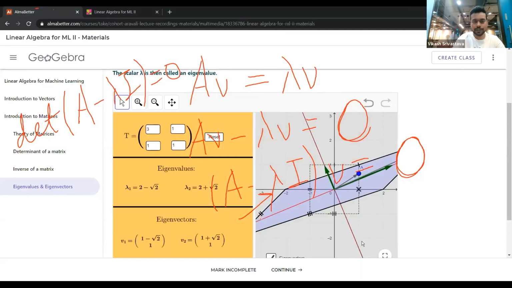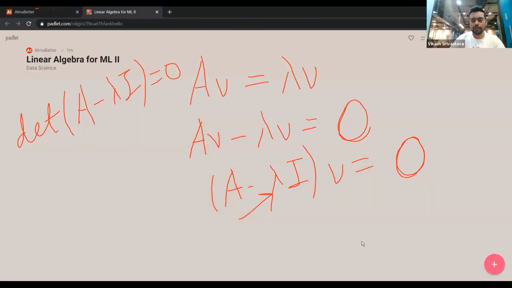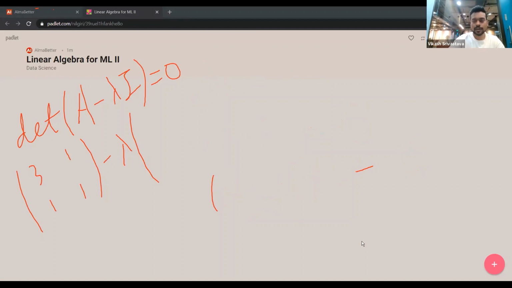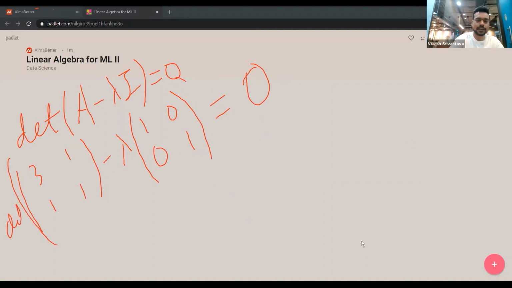Let's go to this point. Here we have the matrix 3 1 1 1. How do we calculate the eigenvalues for this? I'll erase these. Because I'm dealing with a 2 by 2 matrix, I only need a 2 by 2 identity matrix. The determinant of this whole matrix will be equal to 0.